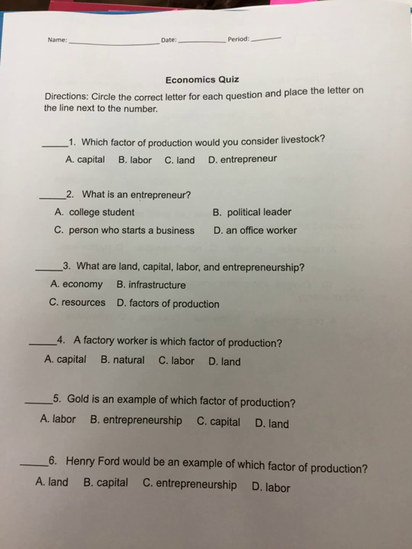Question number five. Gold is an example of which factor of production? Is it A, labor, B, entrepreneurship, C, capital, or D, land? Question number six. Henry Ford would be an example of which factor of production? Is it A, land, B, capital, C, entrepreneurship, or D, labor? Remember, you can pause this video at any time.